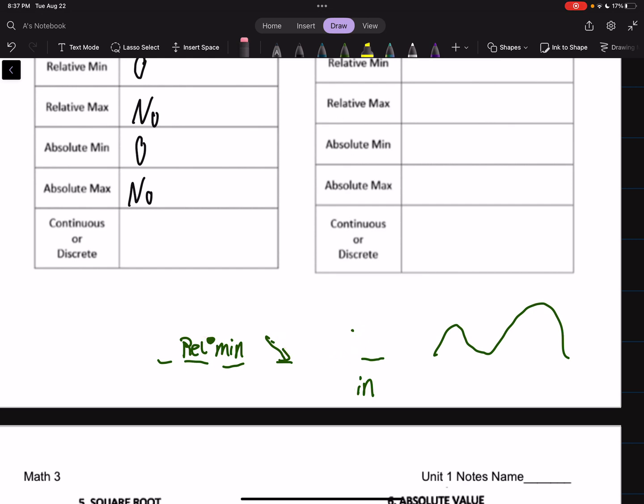Anywho, I wanted to make sure you understood the difference there. A quadratic is continuous.